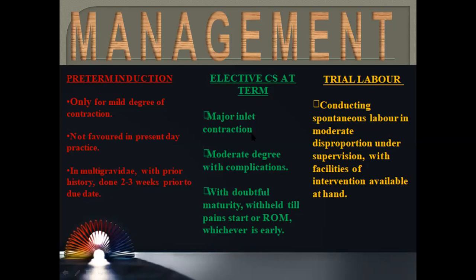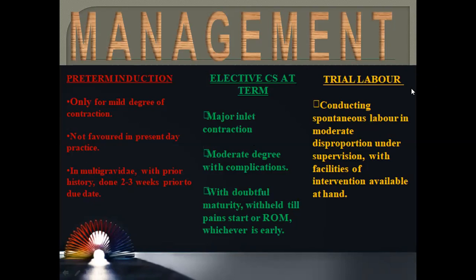if it is a major inlet contraction and moderate degree of contraction, here we can do an elective cesarean section because there is no hope. As we said, in severe or extreme disproportion, vaginal delivery is not possible. We have to go for a cesarean section. So that will be opted here.